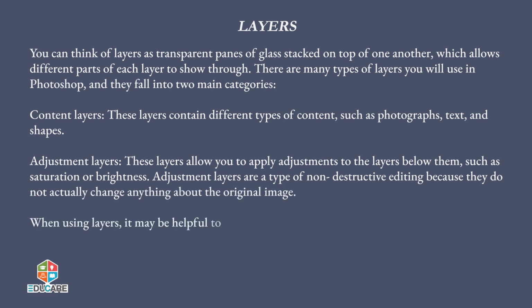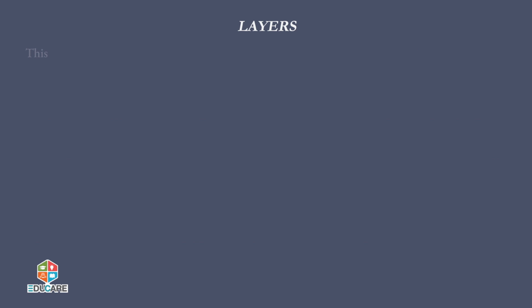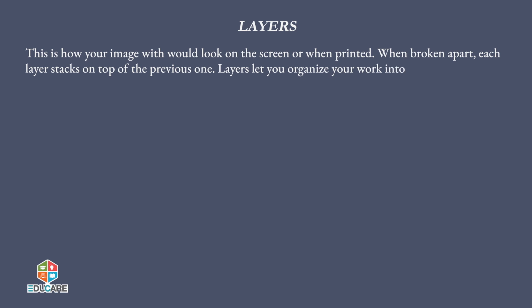When using layers, it may be helpful to turn individual layers on and off to see how they affect the image. You can do this by clicking the eye icon next to each layer name. This is how your image will look on the screen or when printed. When broken apart, each layer stacks on top of the previous one. Layers let you organize your work into distinct levels that can be edited and viewed as individual units.